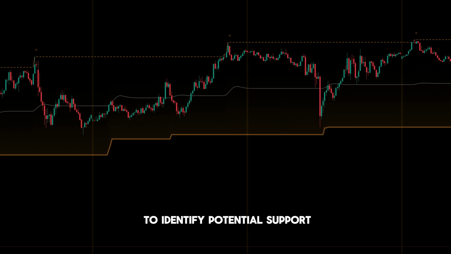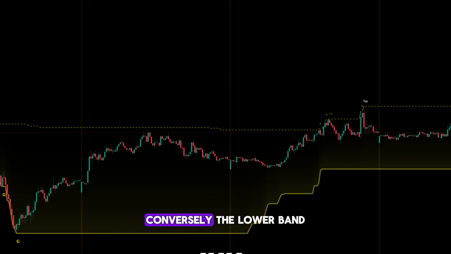They can be used to identify potential support and resistance levels, aiding traders in deciding when to enter or exit trades with greater confidence. When the price approaches the upper band, it may suggest overbought conditions, signaling a potential reversal or resistance. Conversely, the lower band indicates oversold conditions and a possible support zone. The midline functions as a dynamic equilibrium, helping traders assess whether the market is strongly trending or moving sideways.